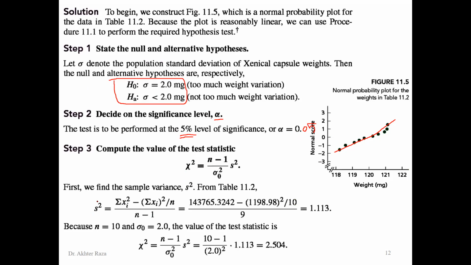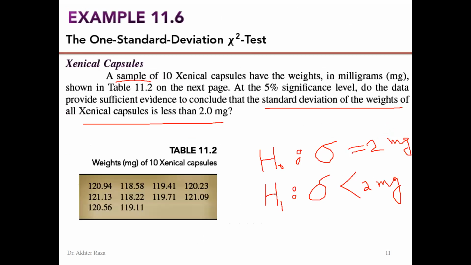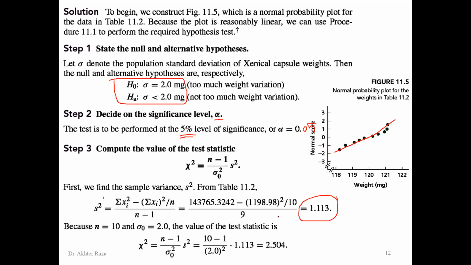The observed value can be computed by just calculating the variance of the sample. So this is not the standard deviation of the sample, this is the variance of the sample. The variance of the sample can be computed by just taking the variance of these numbers.